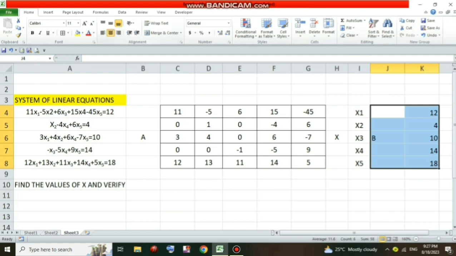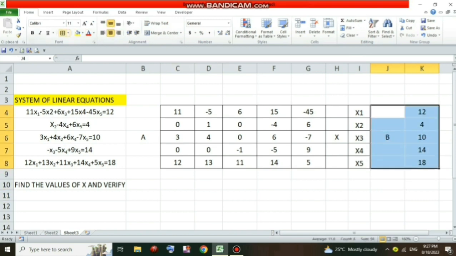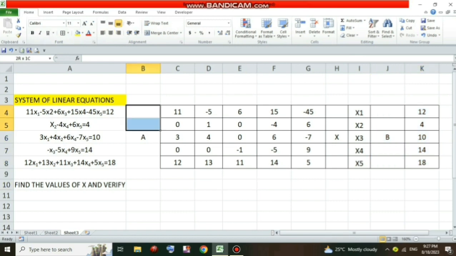Now we have got all the different coefficients, x values, and constants on the right hand side, so let me put borders on these as well. Now you know the formula, Ax equals B. That is the actual equation, the mathematical equation. Ax means A into x, which is equal to B.